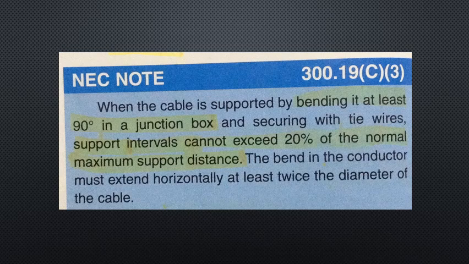NEC Note 300.19(C)(3): when the cable is supported by bending it at least 90 degrees in a junction box and securing it with tie wires, support intervals cannot exceed 20% of the normal maximum support distance. The bend in the conductor must extend horizontally at least twice the diameter of the cable.